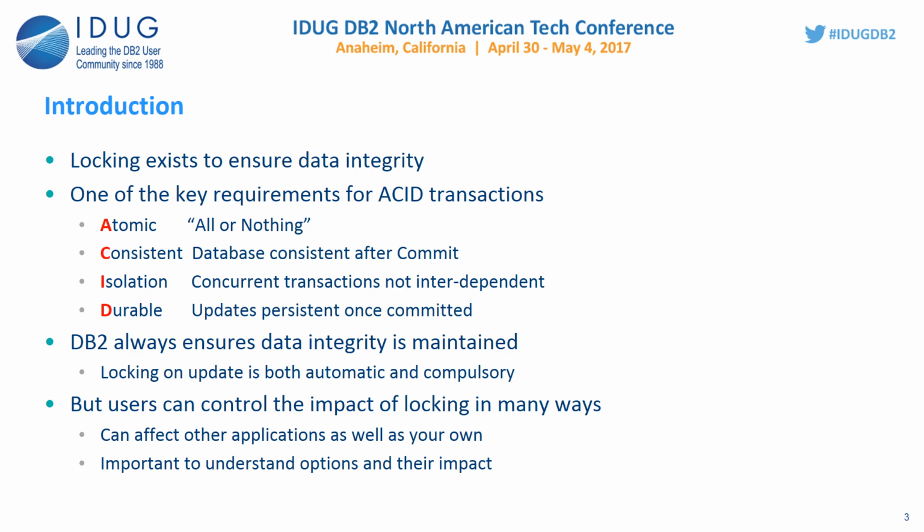So, an introduction. Locking is there to ensure data integrity. It's a key requirement for ACID transactions, which is one of the concepts that's familiar to relational databases. So the idea is that a unit of recovery should be atomic, so either everything in the unit of recovery happens or nothing. It should be consistent, but only consistent after commit time. So the database in the middle of a transaction may not be consistent, but at the end it will be.